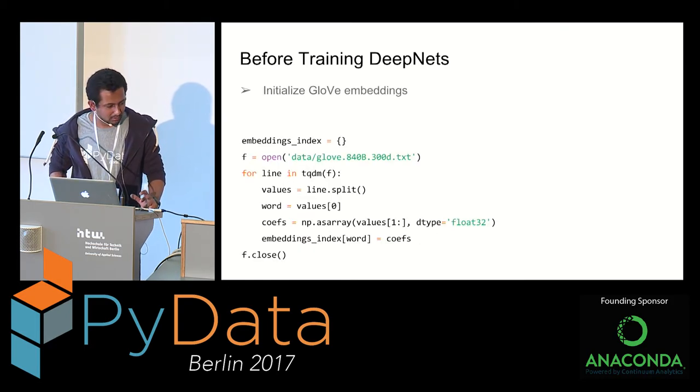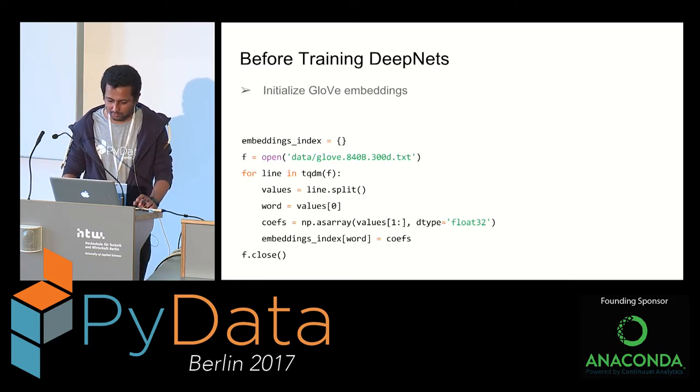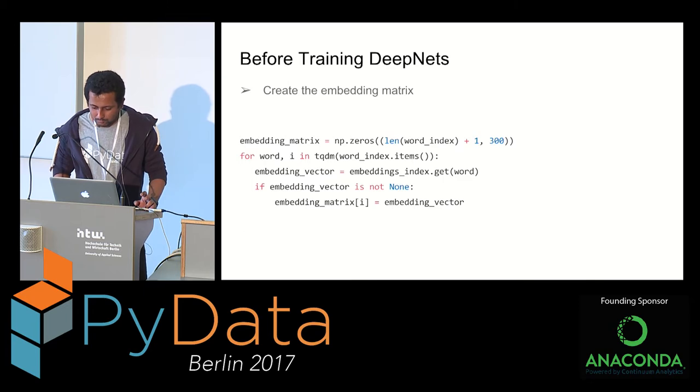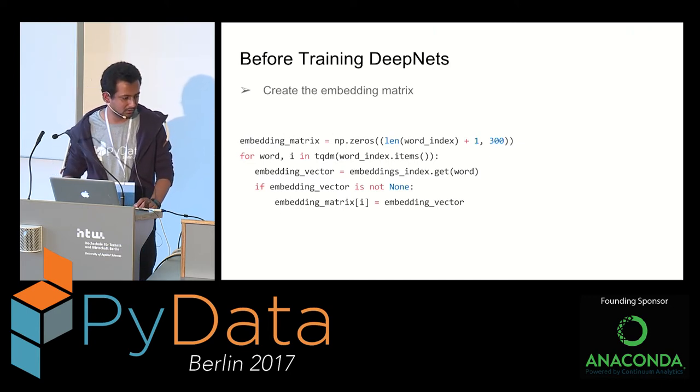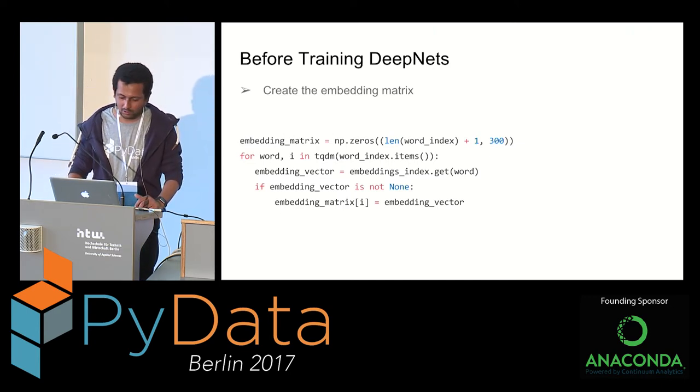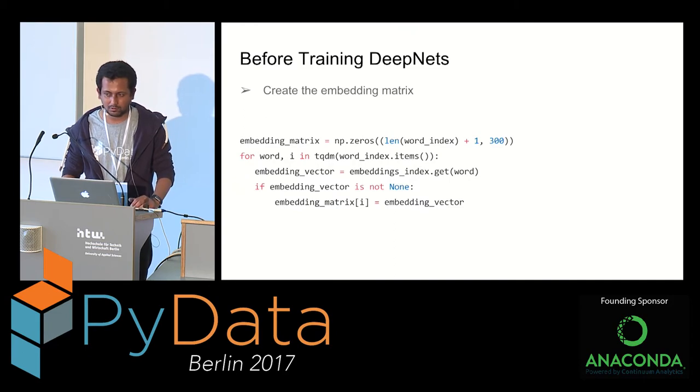The next step is loading the embedding itself. It's just loading in the dictionary, no rocket science. Then we have to create the embedding matrix. We have the dictionary of vectors, and we have the words from the tokenizer, so we just grab the words and get the vectors from the dictionary.